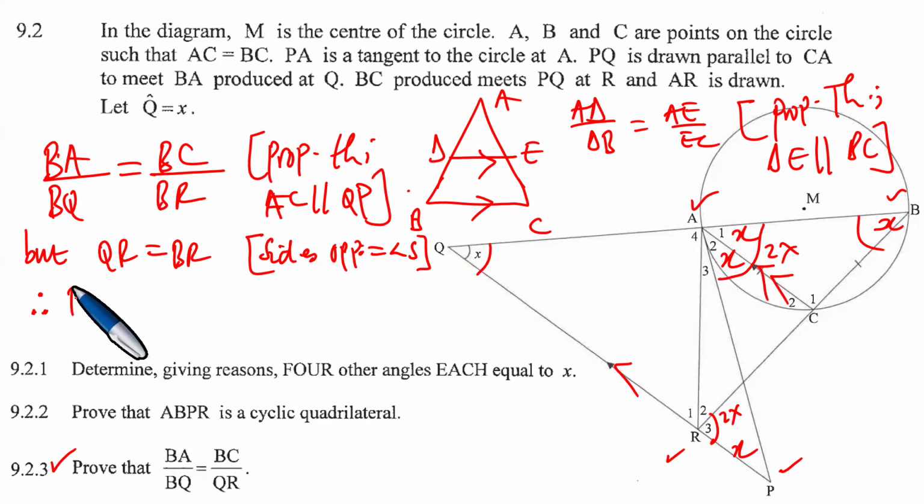Which means, therefore, you can say BA over BQ is equal to BC over, what is the BR? It's QR, like that. And therefore, this is the answer to this particular problem. So we've been able to prove that BA over BQ is BC over QR, and then we have proven this result.